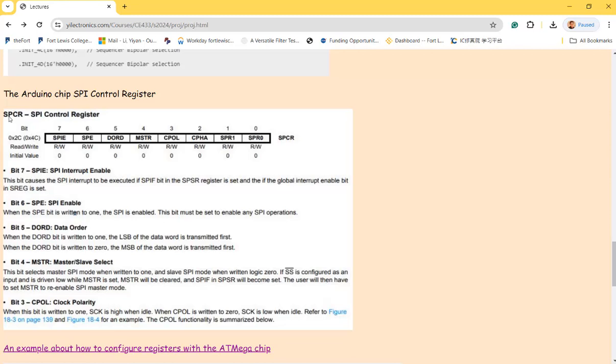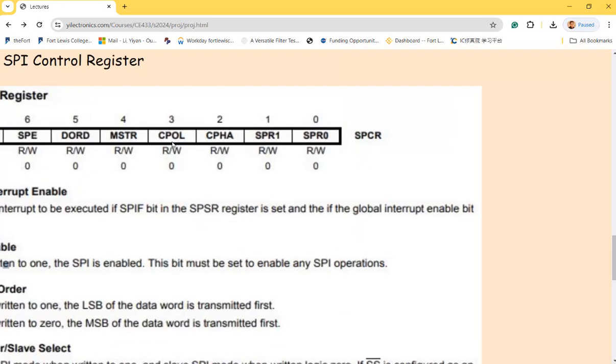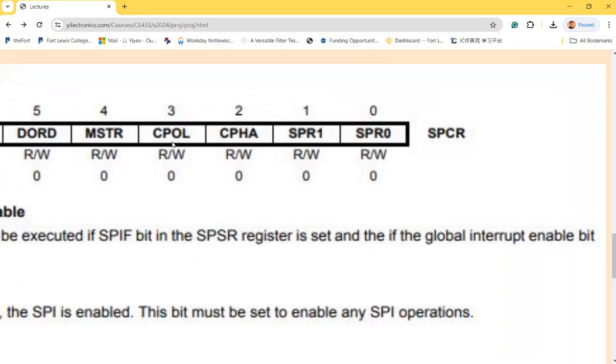And you can find out the register that manages all the configuration for the SPI port. It's called SPCR. The SPCR register is an 8-bit register that controls the functionality of the SPI. Okay, so if you look at the bits, some of the names are pretty familiar to us. CPOL, CPHA. So what are they?